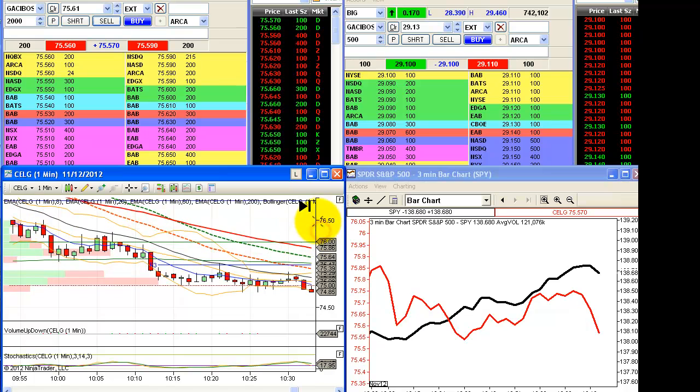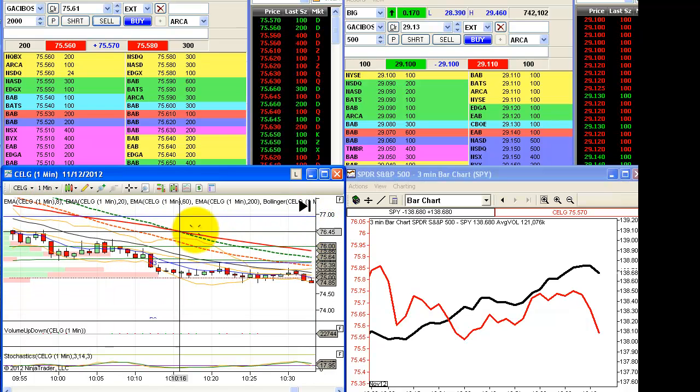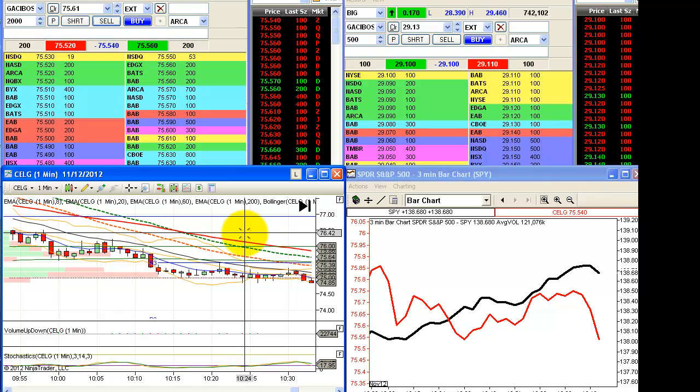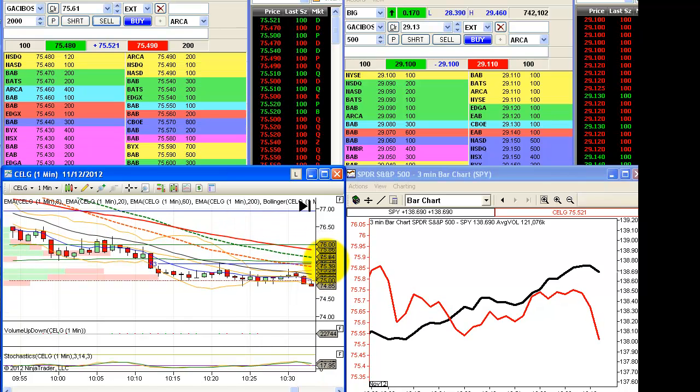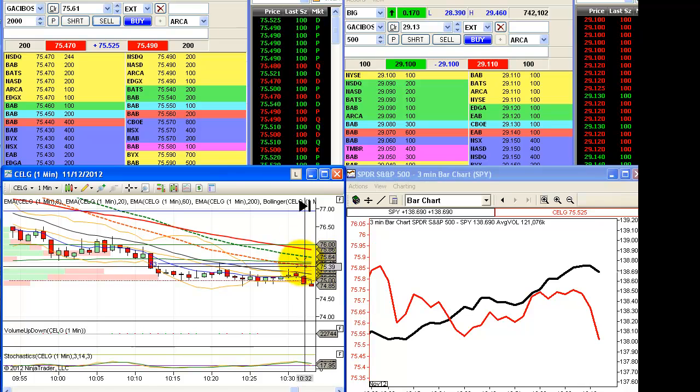One more point is that I like to look at a 1 and 2 minute chart when the market first opens up, because that gives me a good sign of where my quick read of support and resistance is going to be in that stock.